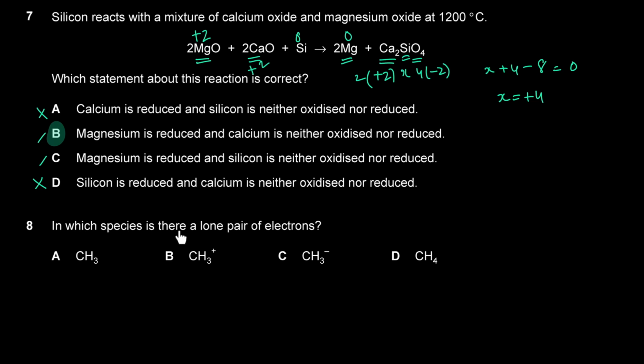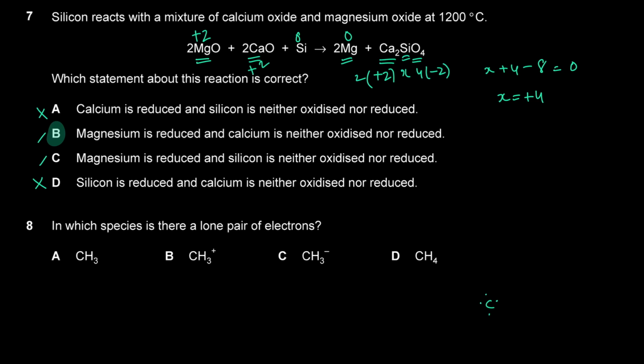In which species is there a lone pair of electrons? Now over here we have CH3, that's a methyl radical. We have CH3 plus, that's a cation. We have CH3 minus, and we have CH4. So let's look at CH3 for a second. Right now, carbon has 4 valence electrons.